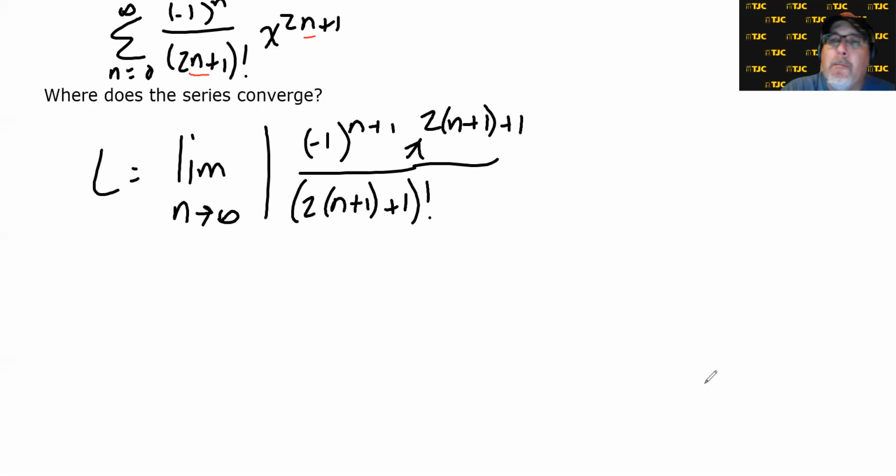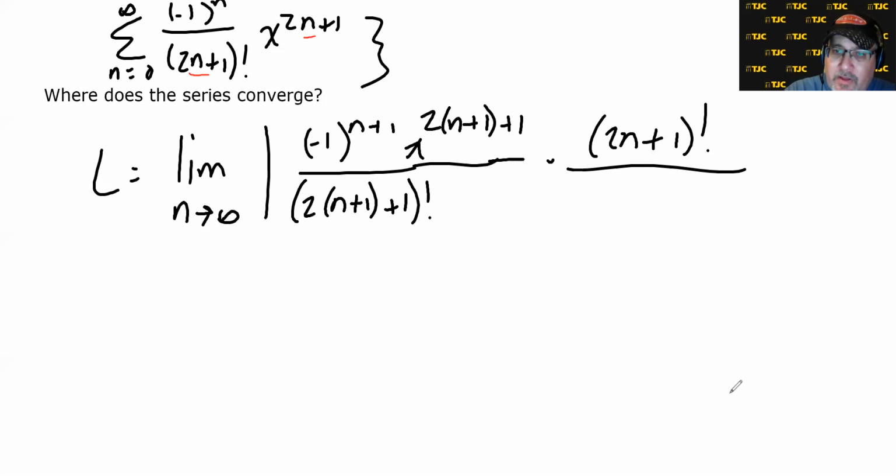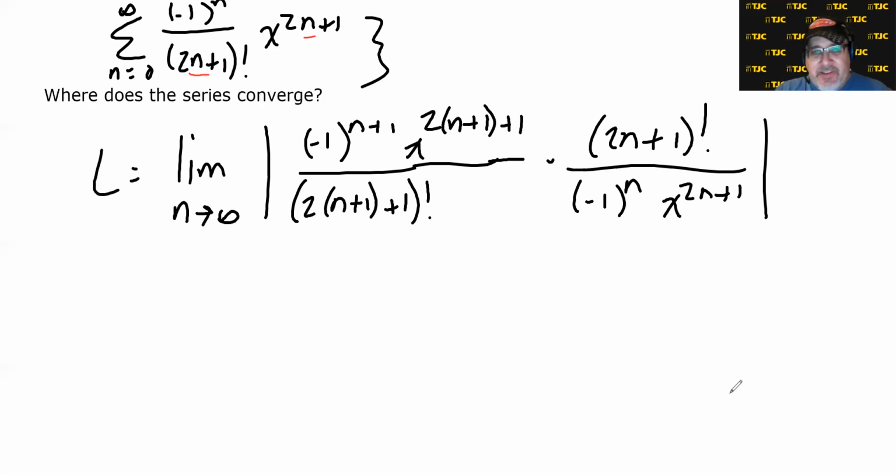But that's just the next term, and now we have to divide it by the current term. Dividing by the current term means multiplying by the reciprocal of the current term. So we take our expression up here and multiply by the reciprocal, which puts 2n plus 1 factorial on top, and negative 1 to the n, x to the 2n plus 1 on the bottom. All right, so it's a messy setup, but it's legit nonetheless.